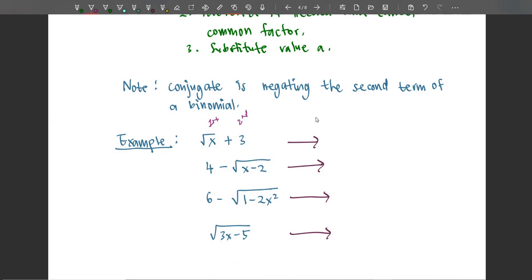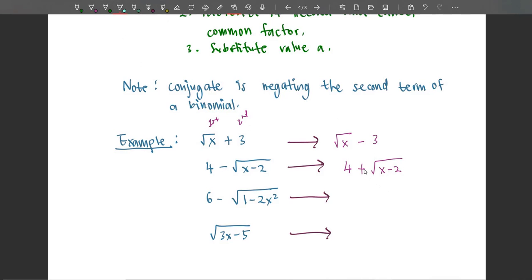And then here, conjugate is negating. We actually change the sign of the second term. So here is root x plus 3. The conjugate would be root x minus 3. That will be the conjugate. And this one, 4 minus root x minus 2, the conjugate is 4 plus root of x minus 2.